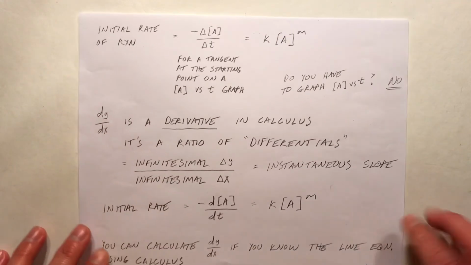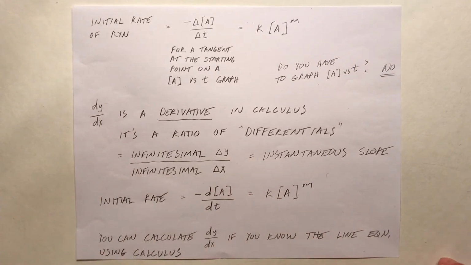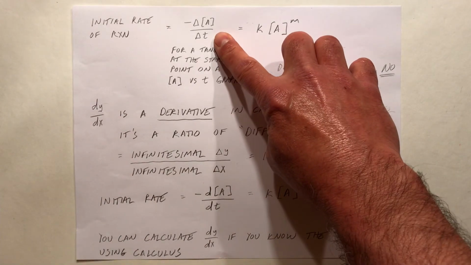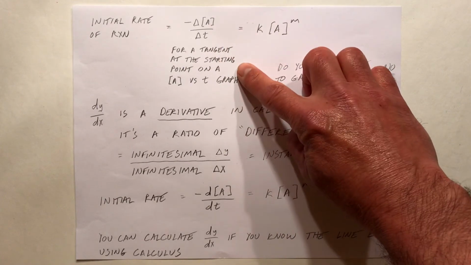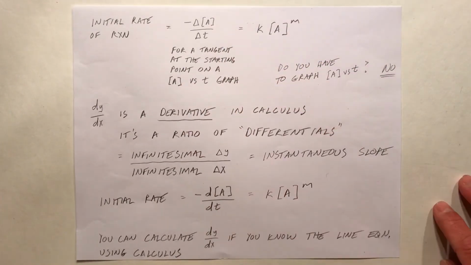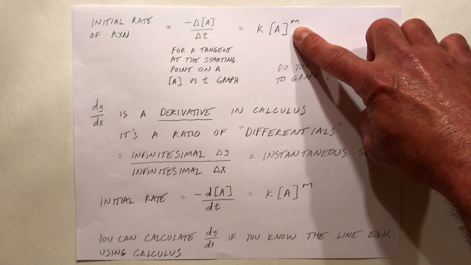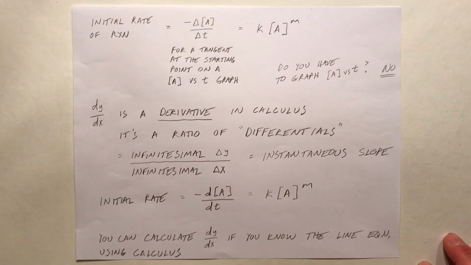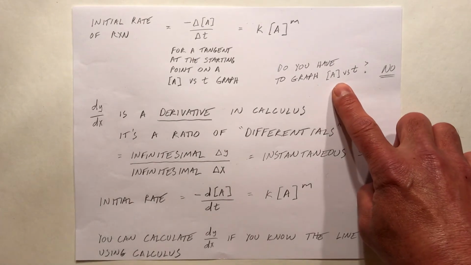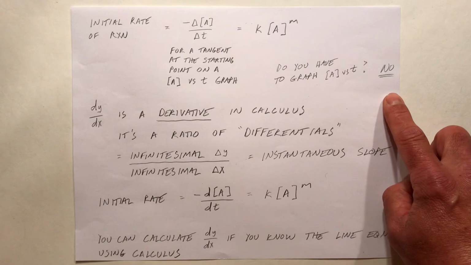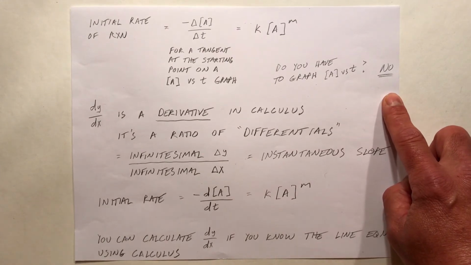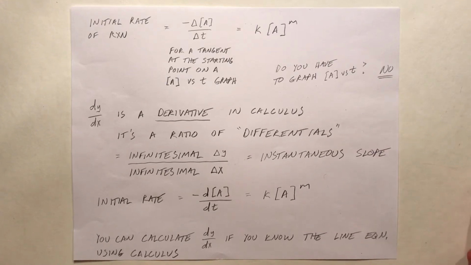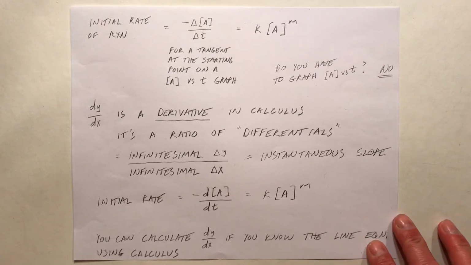All right, so let's expand upon that a little bit and say that our initial rate of reaction, the slope of the tangent at the starting point on a concentration versus time graph, is equal to some rate law expression, K times the concentration of A to the m power. Do you really have to graph concentration of A versus time to be able to determine that, to be able to measure that tangent and figure out the slope at that point, at that start of the reaction? Well, the answer is no.